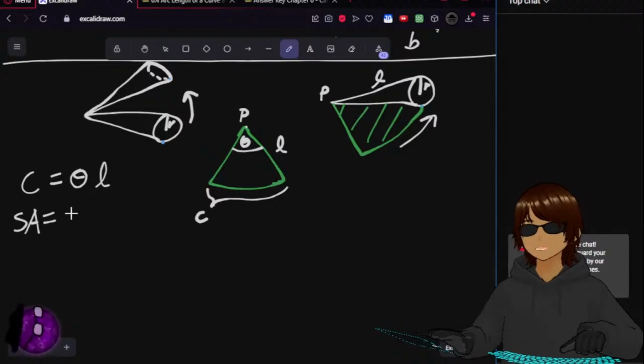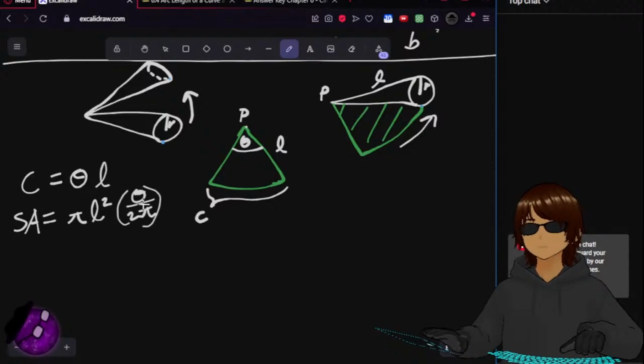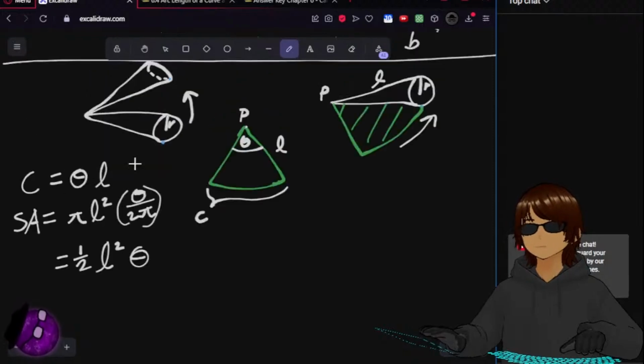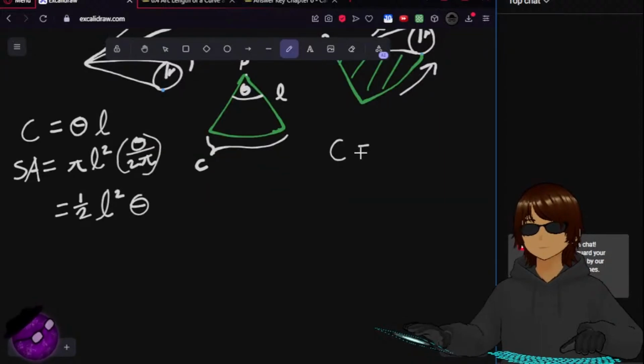And in radians, the surface area of the entire circle is pi L squared. Like if this was a full circle, it would be pi L squared, but we only want a fraction of it, which is theta over 2 pi. So this is half L squared theta. Also this circumference is pi r squared, where r is the radius of the bottom of the cone.